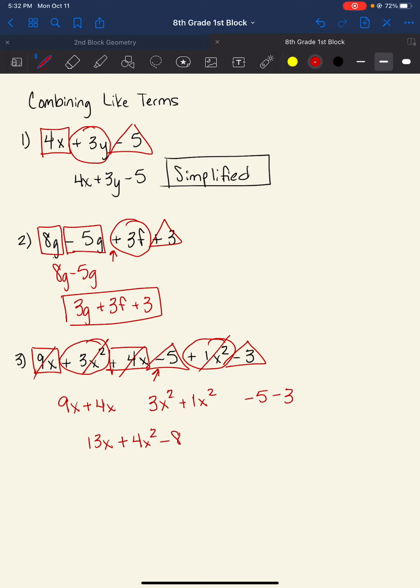Okay. Now, we always want to rewrite this from the highest exponent down. So I've got 4x squared plus 13x minus 8. And this will be my simplified expression.